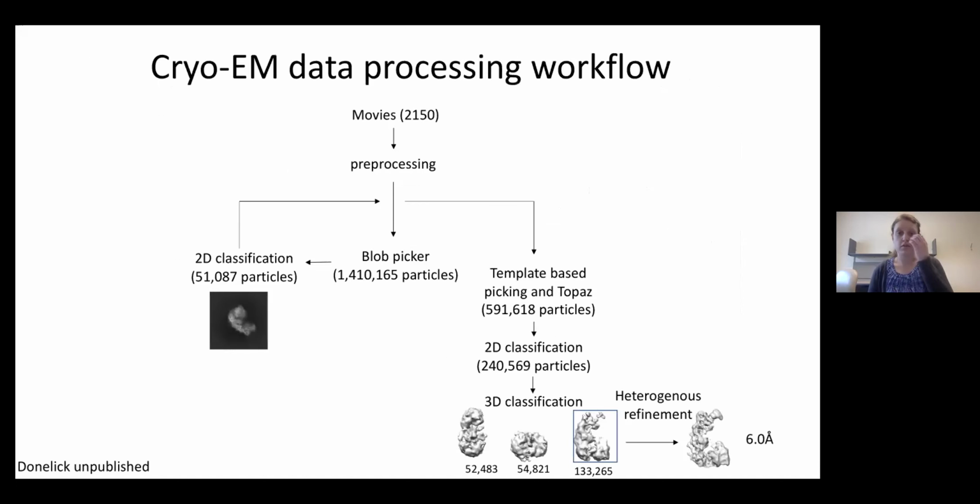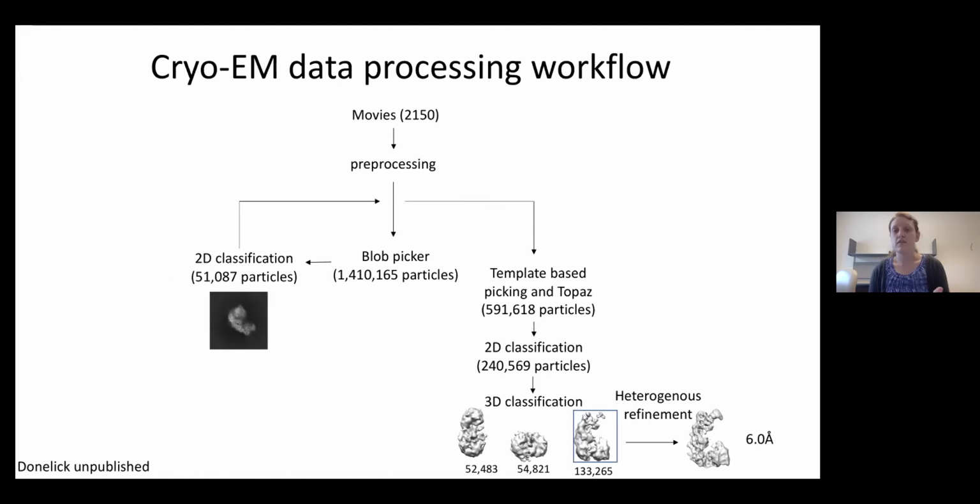So I'll briefly walk you through our data processing workflow, where we had collected a little over 2,000 movies because the micrographs didn't look stellar when we initially collected them. They went through pre-processing with motion correction and CTF estimation. I then used a blob-based picker to get 1.4 million particles. And we were relieved to see that after 2D classification, we were able to see the traditional L-shaped 2D classes of Dicer, indicating that even though at the micrograph level it didn't look great, we were still able to get useful information from that data set.